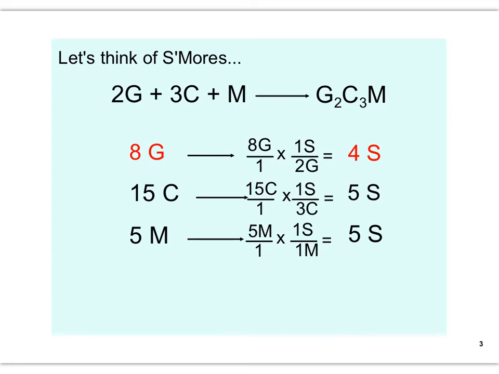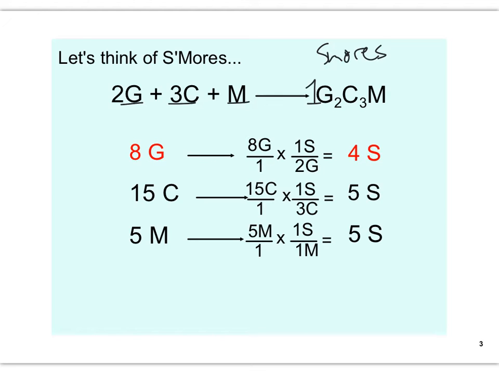So when you make s'mores, you need 2 halves of a graham cracker, you're going to need 3 pieces of chocolate, you're going to need 1 marshmallow. And what that's going to allow you to do is to make one of this entire thing that we call s'mores, also known as G2C3M. So 2 graham crackers bonded to 3 pieces of chocolate bonded to 1 marshmallow.